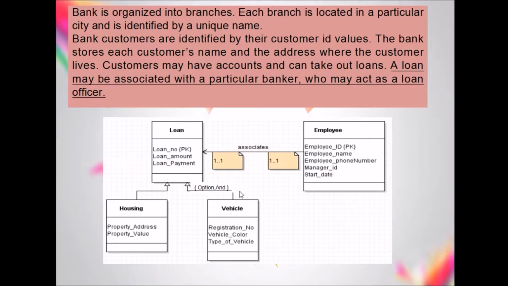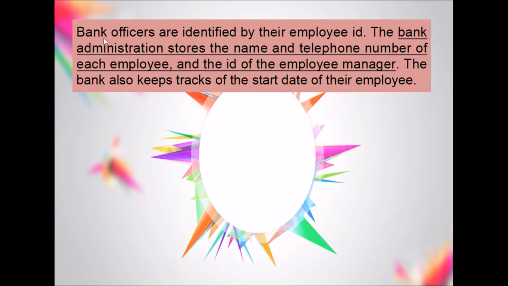Subclass, which is optional, and either one is allowed. So the next attribute will be that bank officers are identified by their employee ID. The bank administrators store the name and telephone number of each employee and the ID of the employee's manager. The bank also keeps track of the start date of each employee.